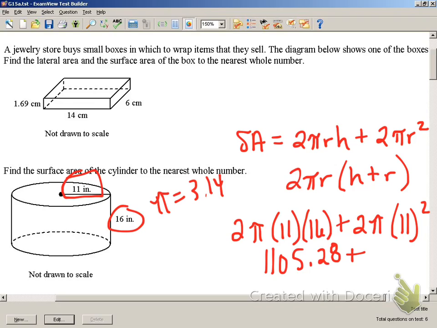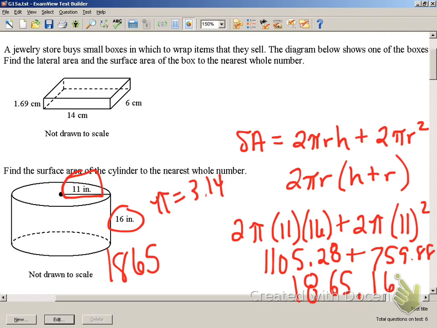So I'm going to have now 11 squared times 2 times 3.14 gives me 759.88. Add those two numbers together. So 759.88 plus 1105.28 gives me 1865.16. Now, the direction says for me to leave this in whole number. So my answer would be 1865. And this is surface area, so it's squared inches.